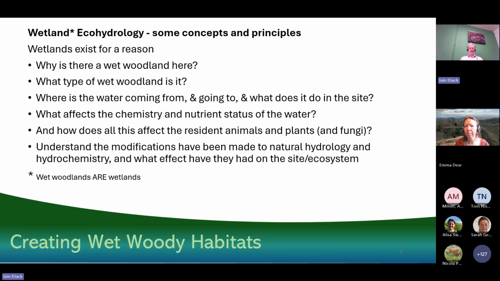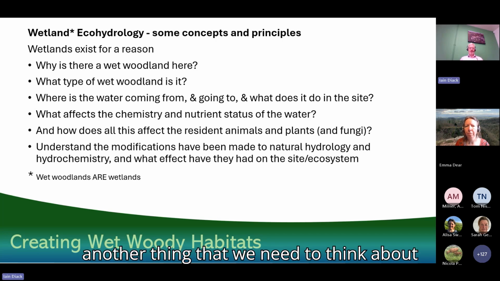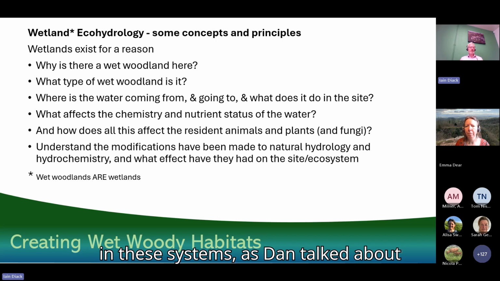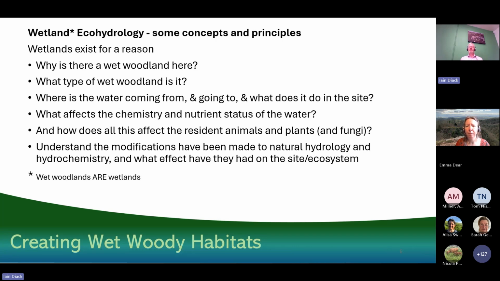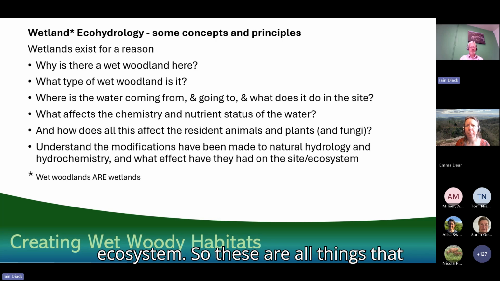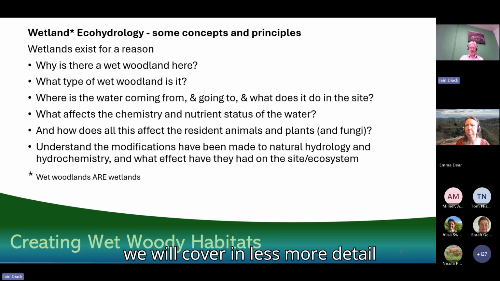And another thing that we need to think about in these systems, as Dan talked about last week and Gareth covered, understanding modifications that have been made to natural hydrology and hydrochemistry, and what effect they have and have had on the wet woodland and the general health of the ecosystem. So these are all things that we will cover in less or more detail coming up.